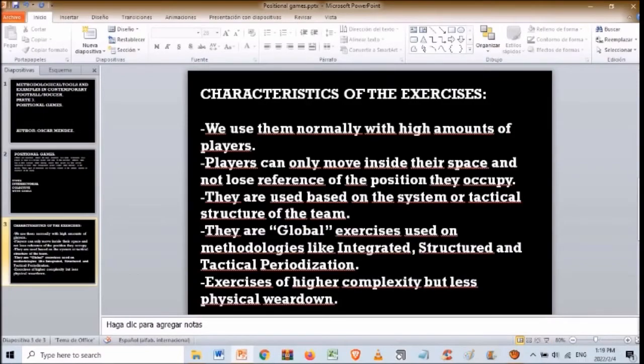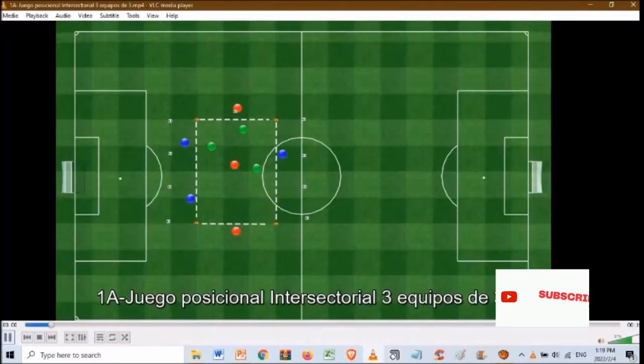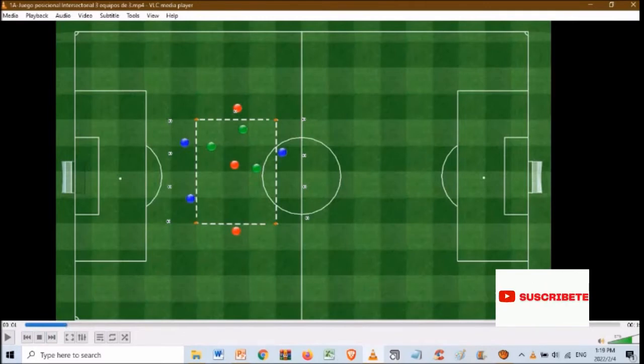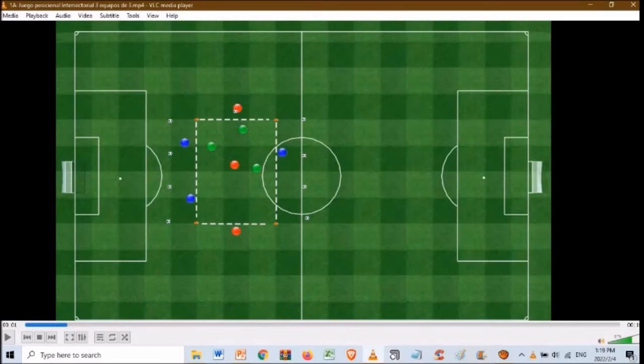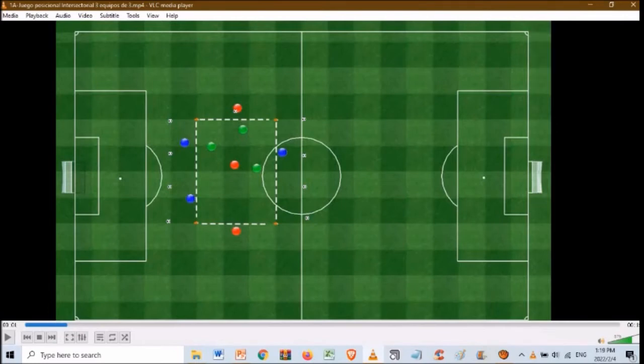So we're going to go to practical examples. And I made several examples so you can see. Okay, the first one is a positional game that's intersectorial, has three teams of 3. So you're going to see the blue team, which in this case can be the 2 central defenders. This will be a structure that can be a 1-4-4-2 with a diamond shape, or it can be 1-4-3-3 and we're missing one of the offensive midfielders. You can add another joker there if you want, whatever your needs are for your team, right?